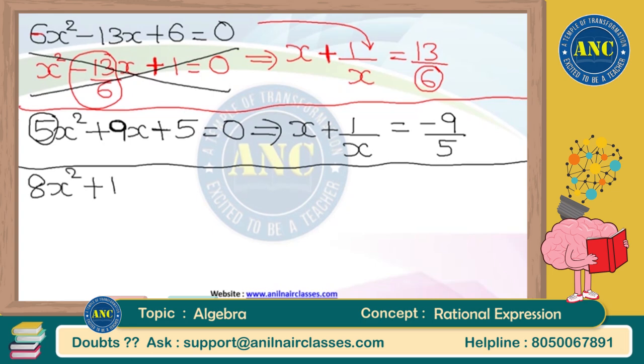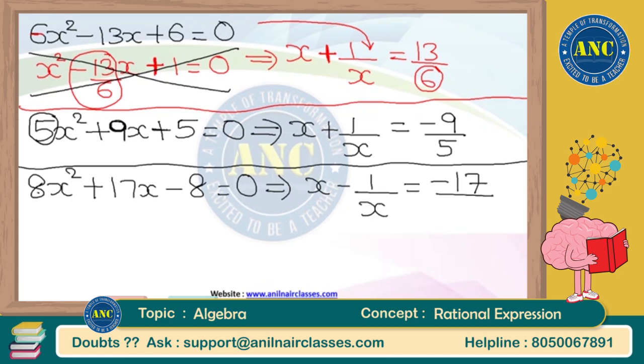When you are seeing the screen, you should tell it to yourself what will be the value, because it is minus 8. So it can be reduced to x minus 1 by x. So 17 shifted to the right hand side, minus 17. 8 shifted to the right hand side, divided by 8. Minus 17 by 8.